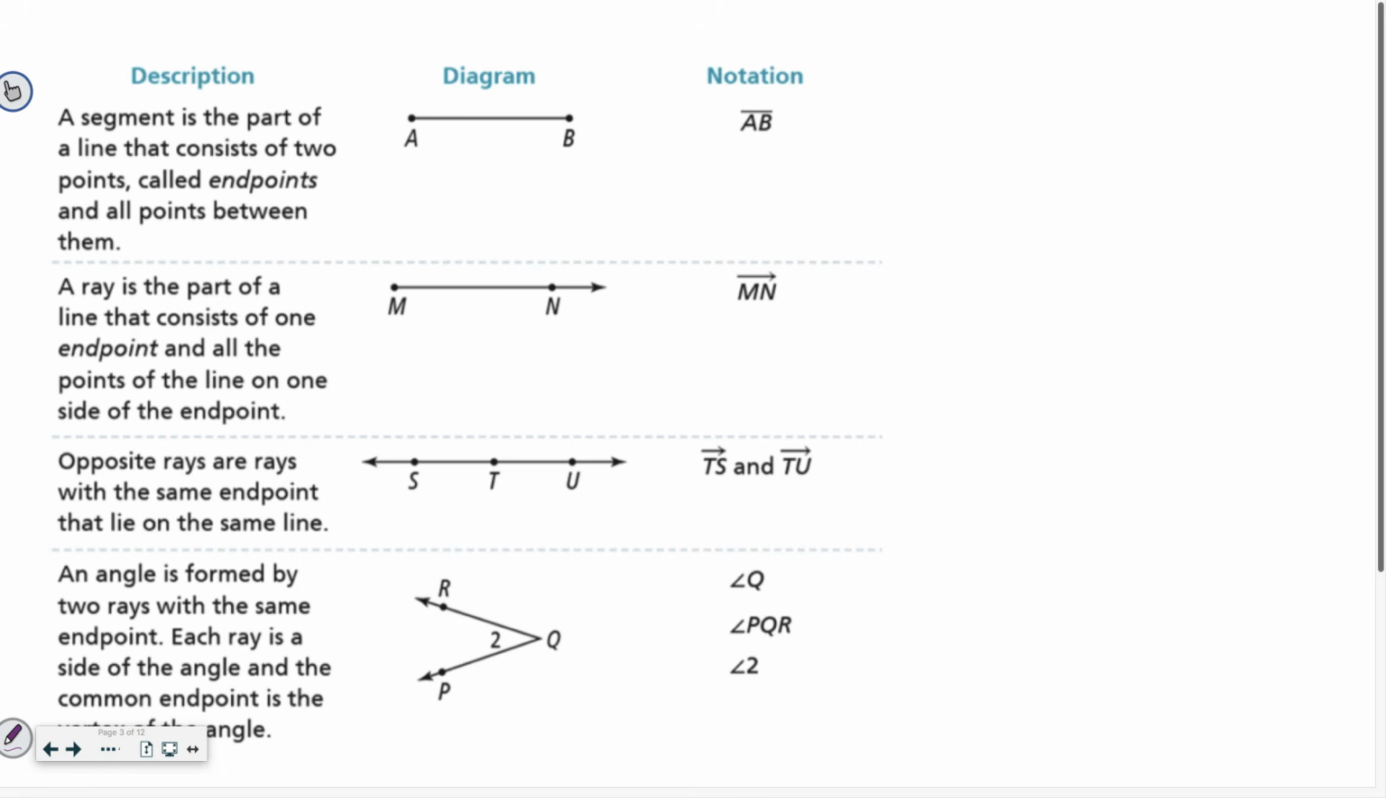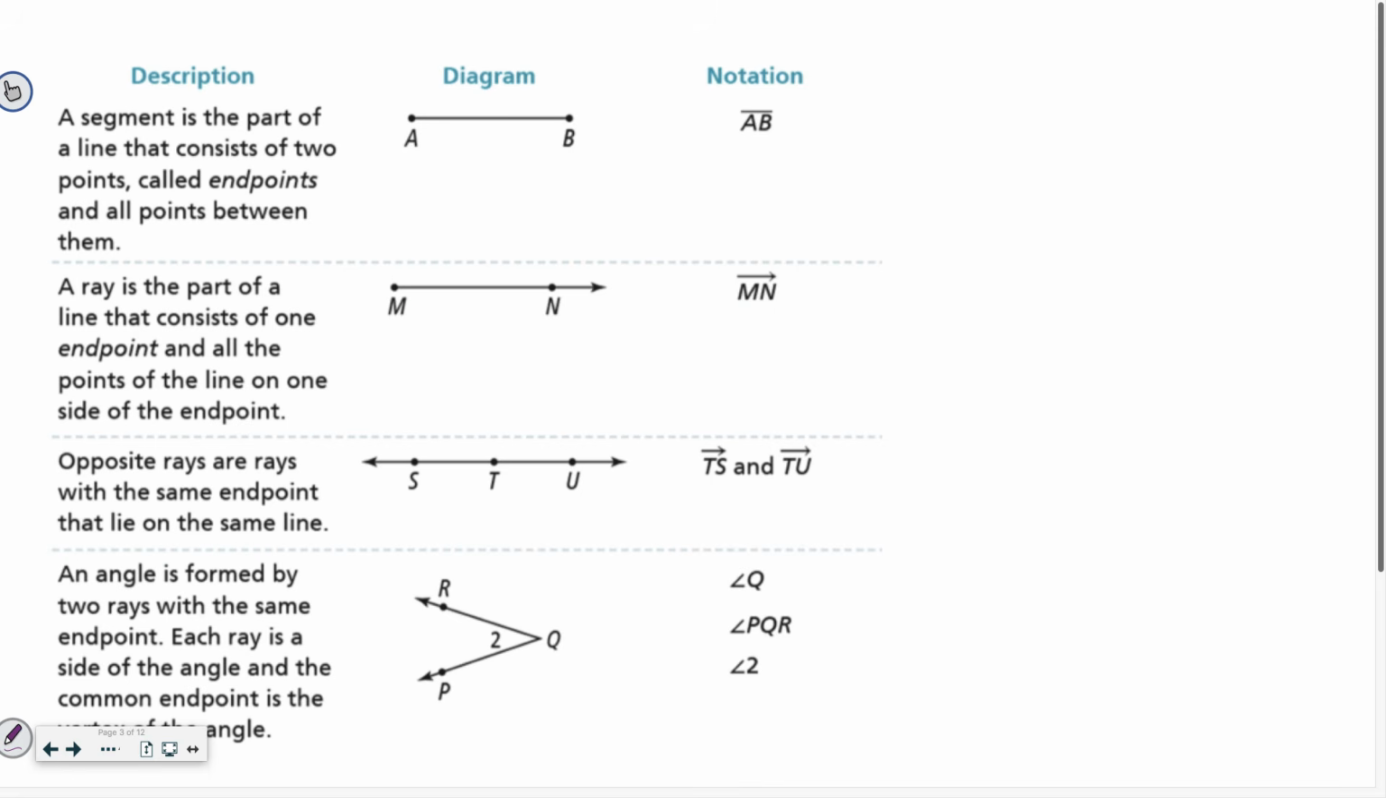The second one, we have a ray. That's where you have an endpoint and 1 arrow. It can be facing whatever direction you want. But the way that you name it is you start with the point that doesn't have the arrow, the endpoint, and then you write the point near the arrow. So in this case, MN.